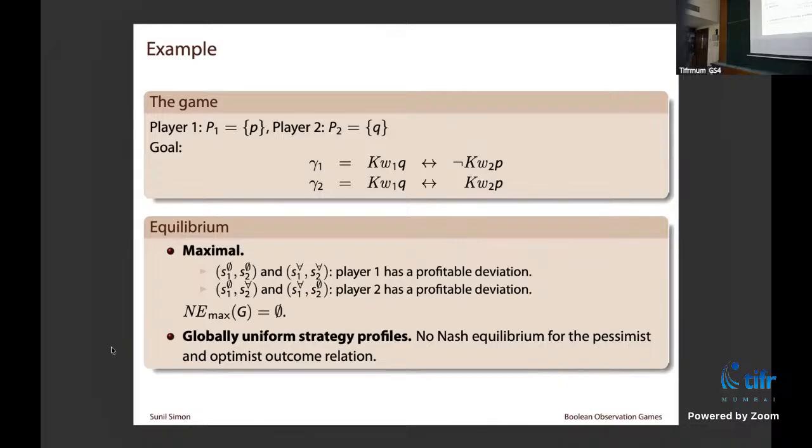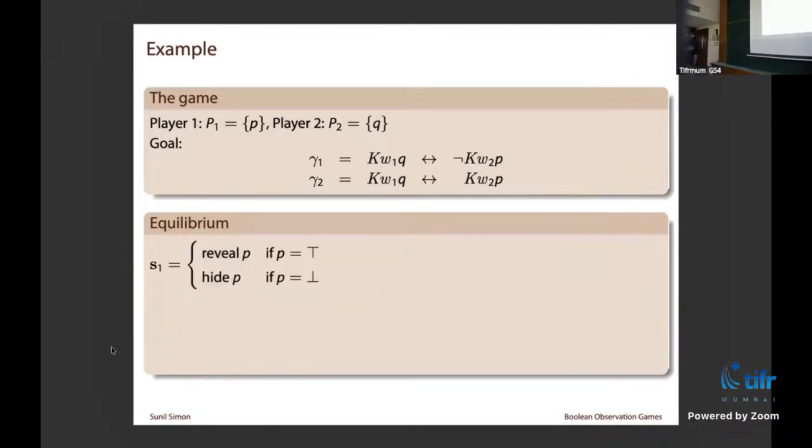And if you look at the globally uniform strategy profiles, these are profiles where we just pick one strategy, no matter what the valuation. You can see that there is no pessimist or optimist equilibrium, because you will have a deviation if it's a globally uniform strategy. But what is interesting here is that here is another profile which is not globally uniform. Player one can, for instance, say if P is true, then reveal P. If P is false, then hide P. Player two can also say the same thing, so reveal Q or hide Q depending on whether Q is true or not.